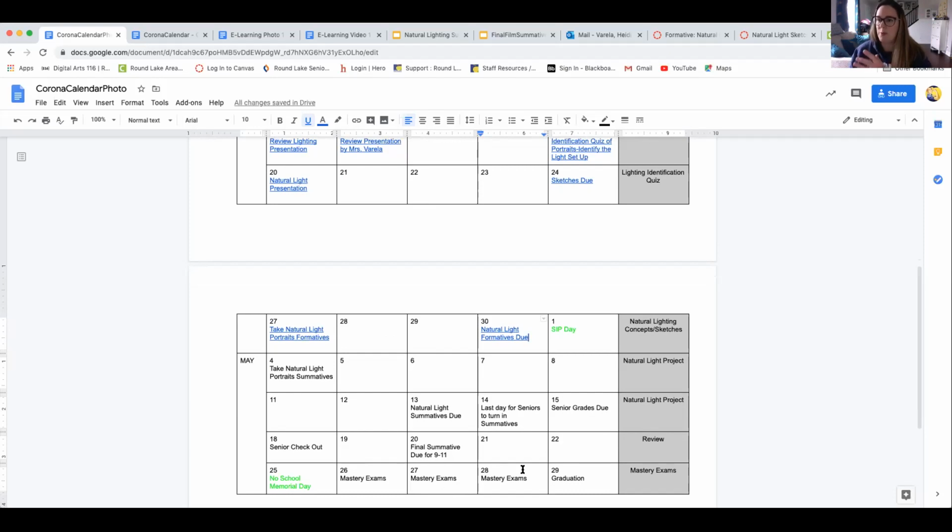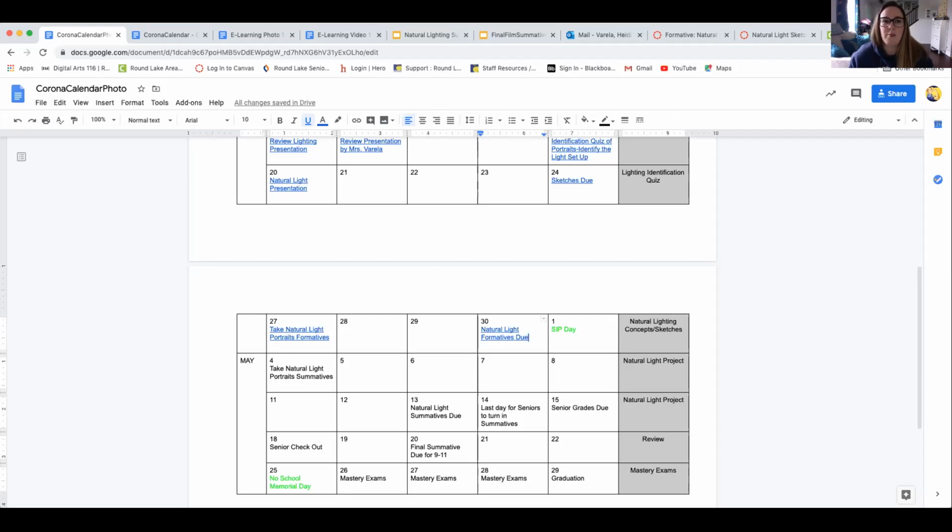So mastery exams will look like a Canvas quiz, and it will have questions related to each of the standards: identification, applying these things in like Photoshop and with the camera, pointing those things out, a little research, and then solving the problem and stuff like that. So the mastery exam will be that last week. So that kind of brings us through the rest of the year.